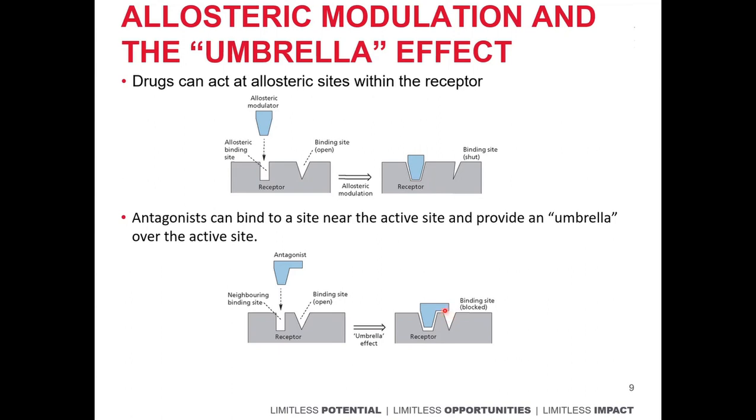And so the antagonist can act both at allosteric sites to make the receptor have a different induced fit, which alters the structure of the binding site, meaning it's unable to accommodate the natural messenger molecule. Or the antagonist can provide an umbrella effect. This is where they bind adjacent to the natural messenger binding site and they physically block access to that site. And this stops the natural messenger molecule from binding into the binding site and therefore prevents the receptor from being activated.